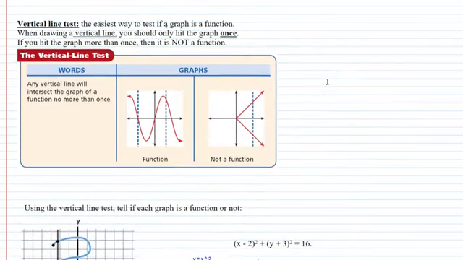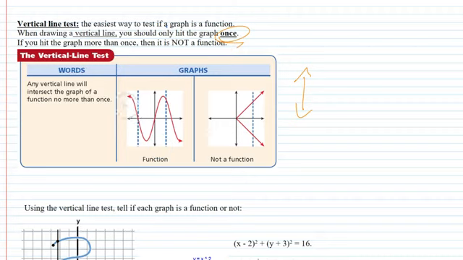The vertical line test is an easy way to see if a graph is a function. Basically, you draw vertical lines. Remember, vertical lines go straight up and down. When drawing the vertical line, you should only hit your graph once. If you hit your graph more than once, it's not a function.